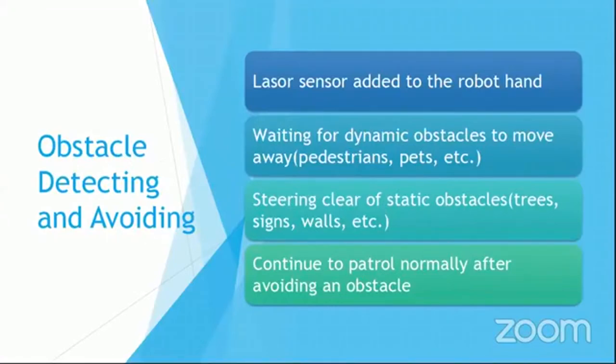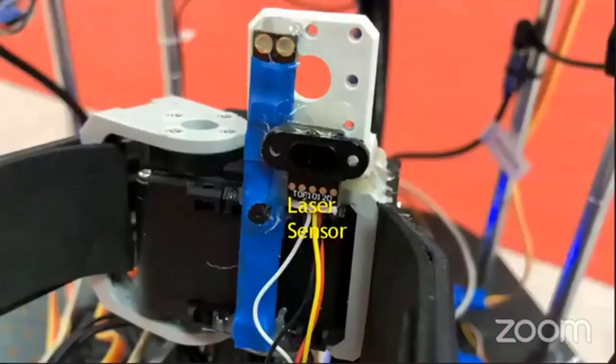As for technical details, the functions of the robot can be majorly divided into three tasks. The first one is obstacle detecting and avoiding. To complete the task, we install the laser sensor on the robot hand. This is a photo of the laser sensor. If the laser sensor detects that the robot is too close to the obstacle, the robot will steer clear of the obstacle and keep patrolling normally.